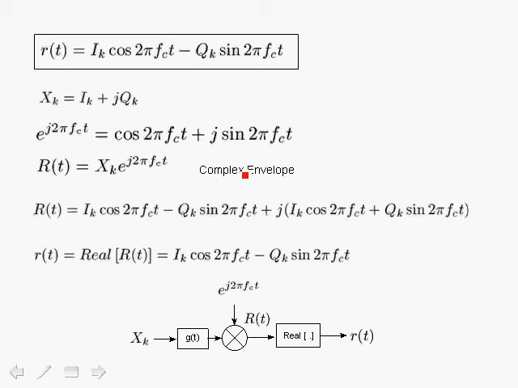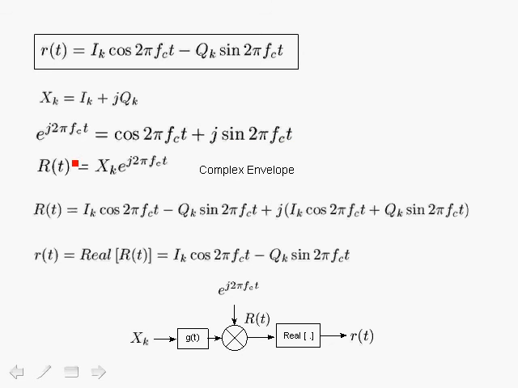Here we want to discuss the issue of complex envelope and how we can use complex modulation and then get the actual real modulation, the quadrature modulation, by a simple operation. First, consider the fact that we can represent each point in the constellation as a complex number x of k, and we will use this notation quite a bit in OFDM. So x of k equals I sub k plus j Q sub k is a complex number. We have the complex exponential for the carrier, e to the j2 pi f c t, which can be represented as a cosine term plus j times the sine term.